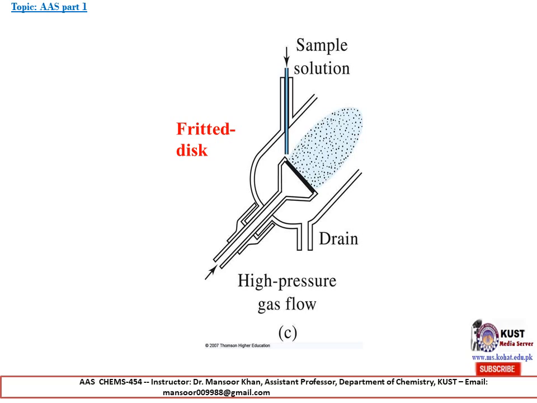This is another type of nebulization in which we use a fritted disk. The sample solution comes perpendicular and the high pressure gas flow passes at a right angle, and most of the gas goes to the drain. This is known as the fritted disk type of pneumatic nebulizer. It is also used to convert the sample solution into smaller portions which can be easily atomized. So this is another type of pneumatic nebulizer.